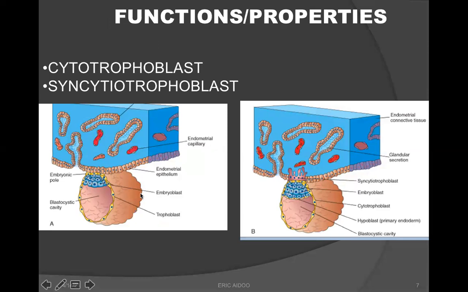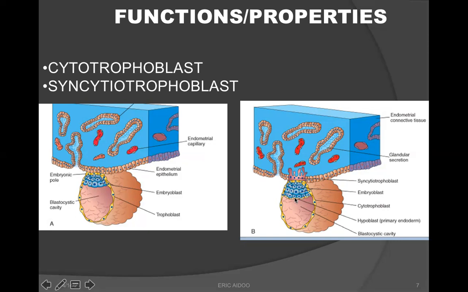So the functions and properties of the cytotrophoblast and syncytial trophoblast. The syncytial anchors the conceptus to the endometrial wall. The cytotrophoblast is a source of nutrition for the developing blastocyst. So tropho means to feed. So you can see here that the inner cell mass, which is blue, is now having an additional layer, yellow, there, known as the hypoblast.